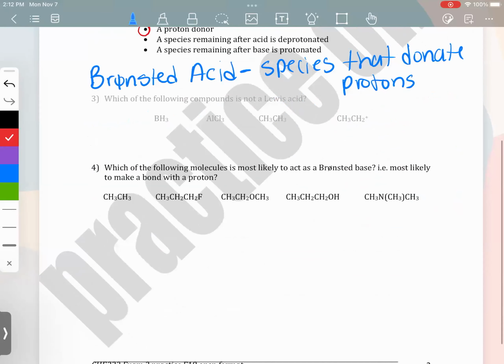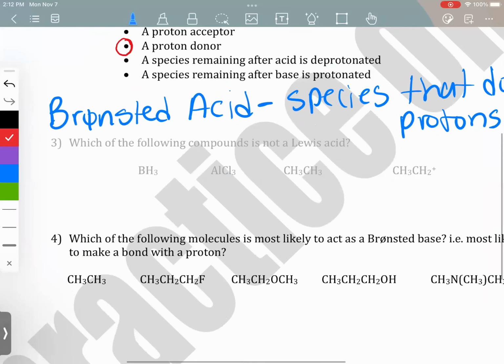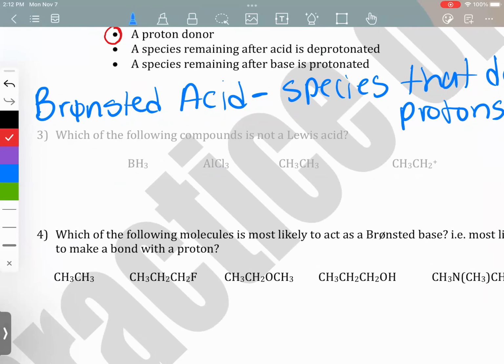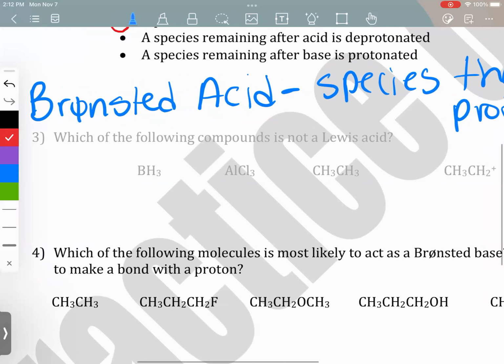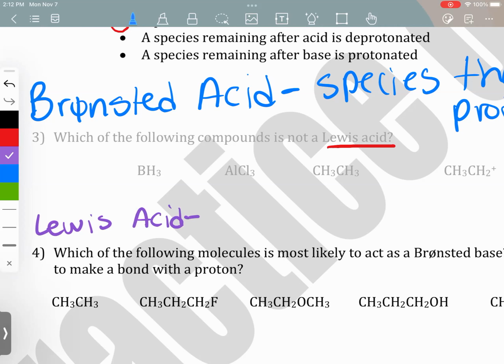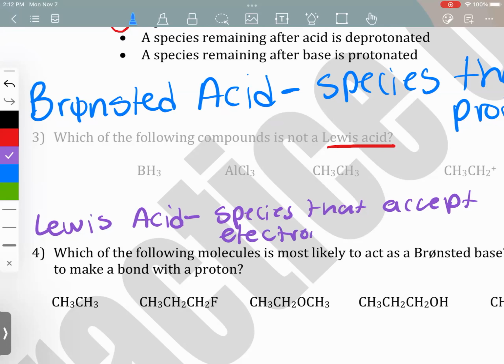All right. Question 3 is kind of faded out, but we already worked on questions like this. This is an acid-base question, so we could definitely do this one. It says, which of the following compounds is not a Lewis acid? So again, what is a Lewis acid? A Lewis acid is the acceptor of electrons. It is the species that accepts electron pairs, so it accepts the electrons that are being donated to it.